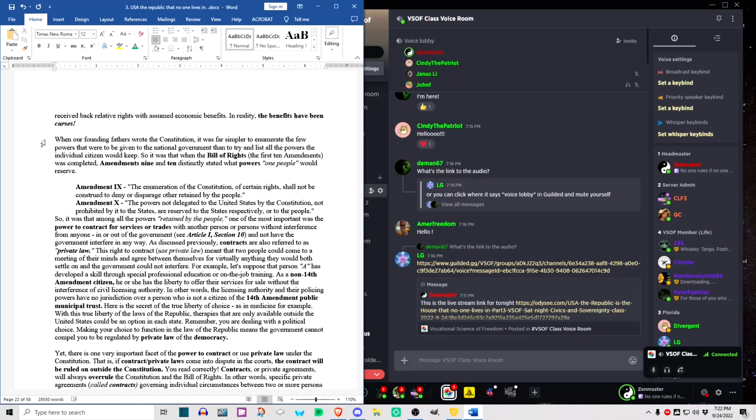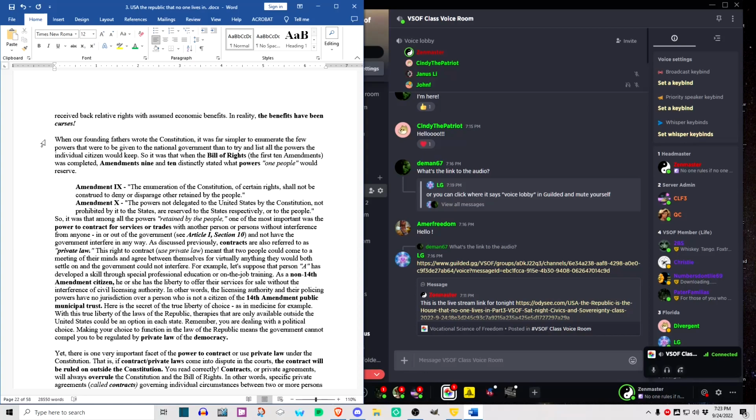Okay, to continue here. So it was that among all the powers, quote unquote, retained by the people, one of the most important was the power to contract for services or trades with another person or persons without interference from anyone, in or out of the government. See Article 1, Section 10. And not have the government interfere in any way. This is the protection of contracts clause. It basically says that there shall be no law passed abrogating the right of contract.